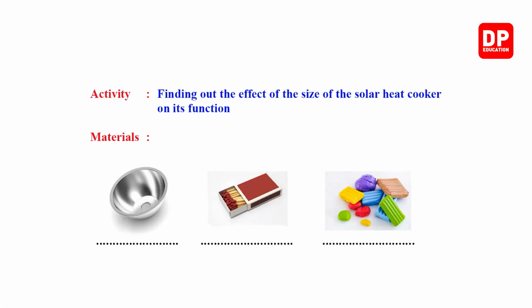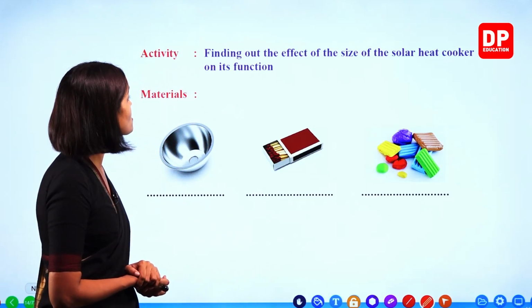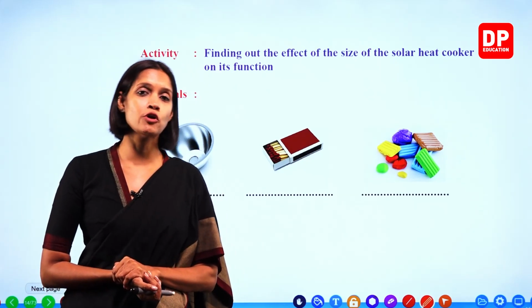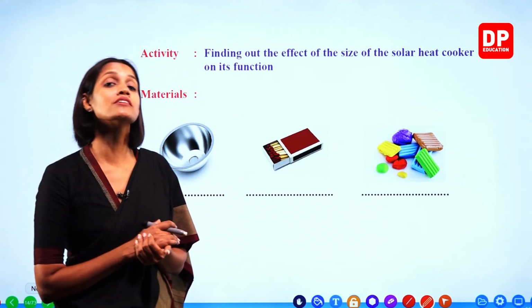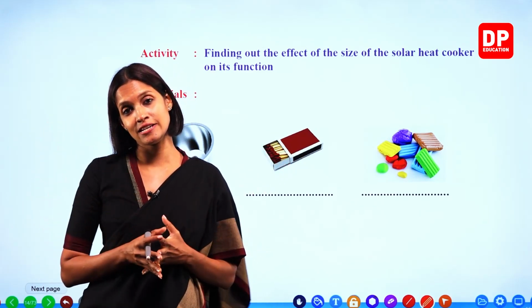So we have another activity. This time also it is related to solar heat: finding out the effect of the size of the solar heat cooker on its function. What is a solar heat cooker? Even in grade 6 we learn about the solar heat cooker, or solar thermal cooker. Solar thermal cookers are used to cook food using sunlight.